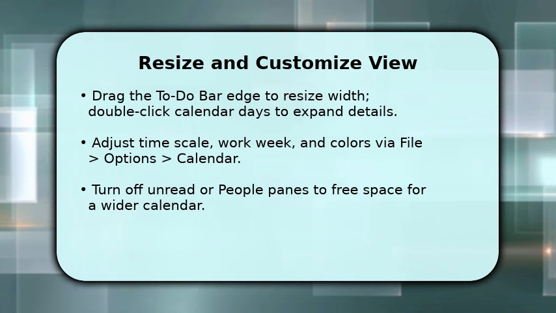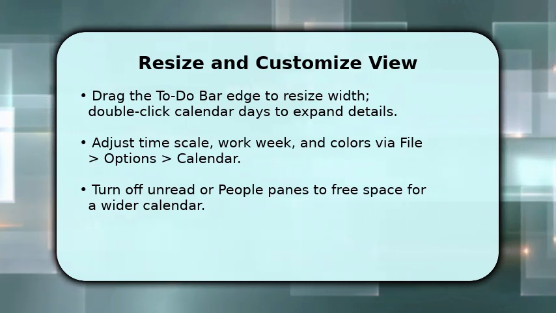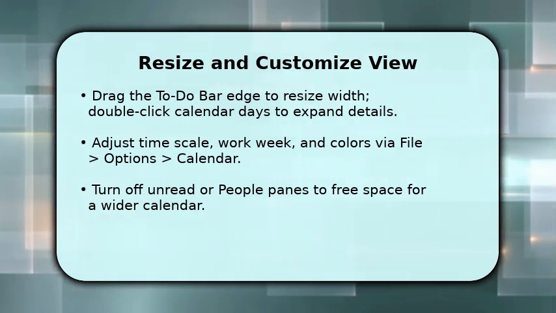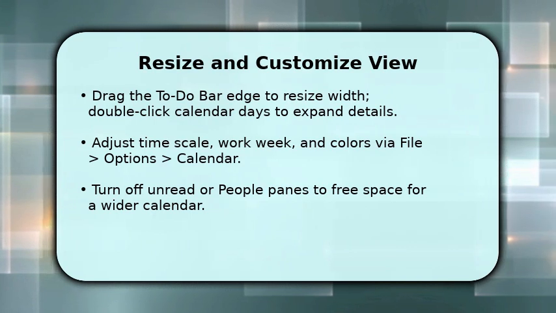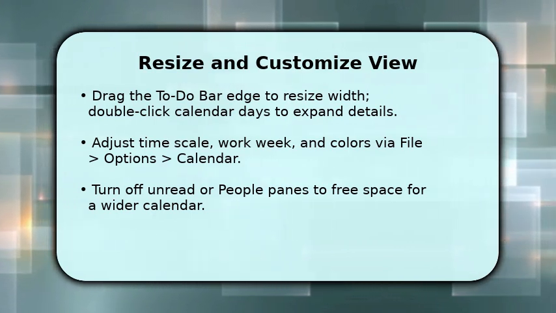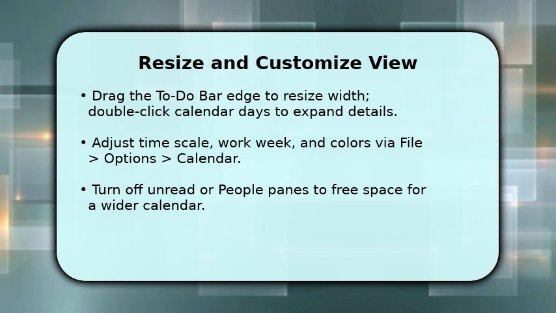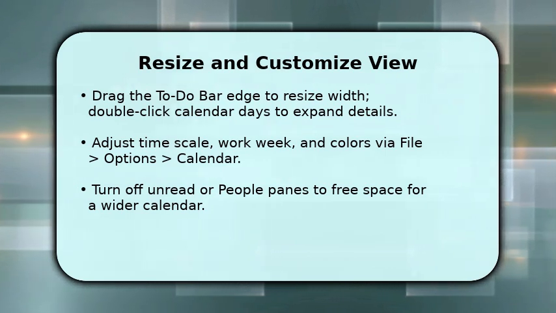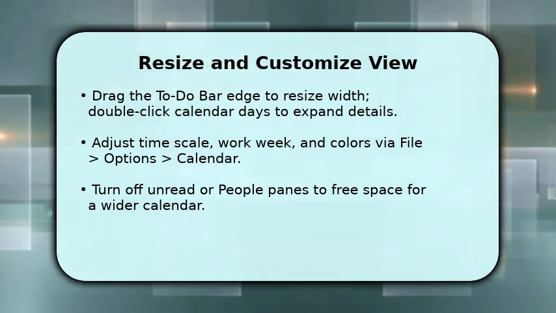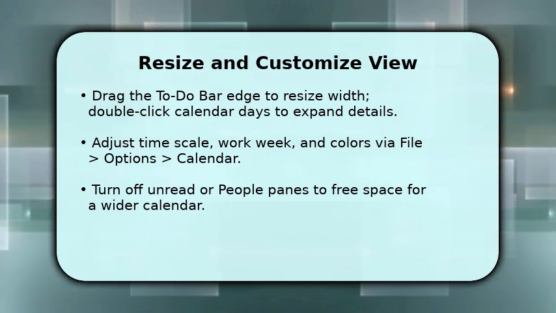Then go to File, Options, Calendar to set your work week, timescale, and color categories so items display clearly in the docked view. Also consider collapsing or disabling other side panes like People or Tasks to keep the calendar readable without losing essential mail or task context.